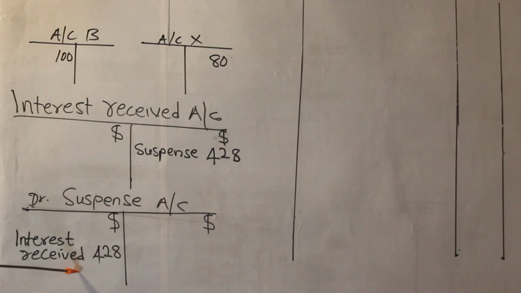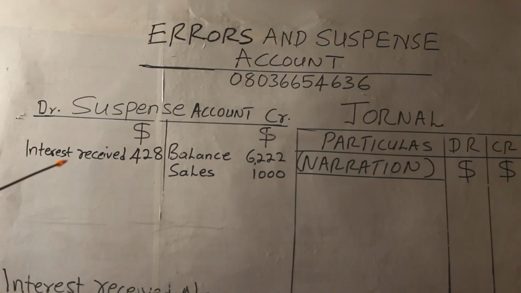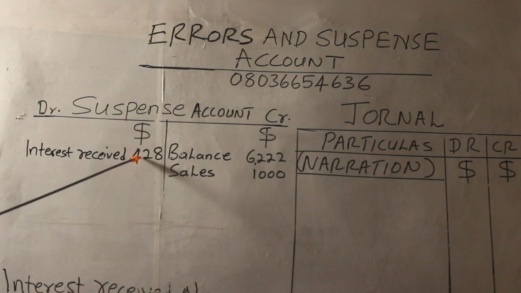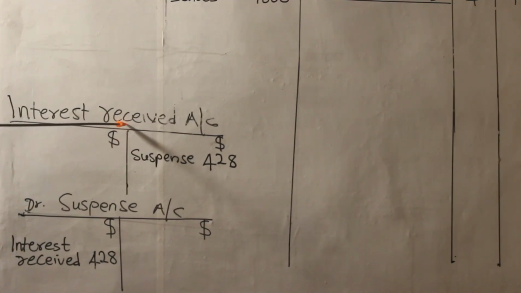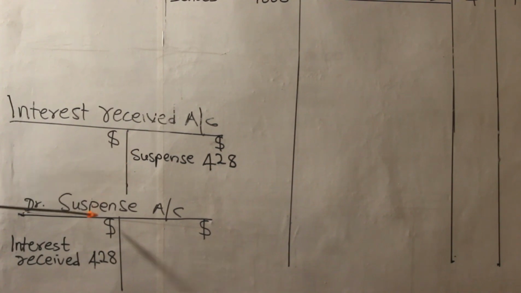Now let's go to the journal and make our journal entries and narration. So before we go to the journal to pass our journal entry, of course, you know that the interest received account will be credited and the suspense account debited 428. We have just used these two accounts as workings so that you understand what we are really doing. In the examination, the interest received account and this other suspense account need not be opened.